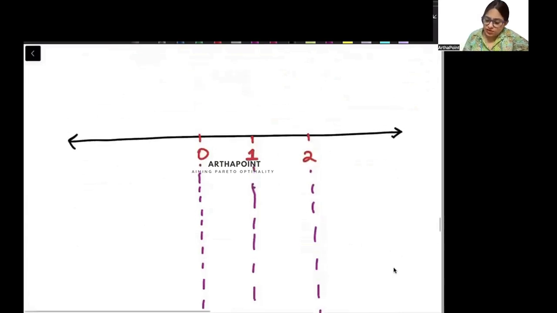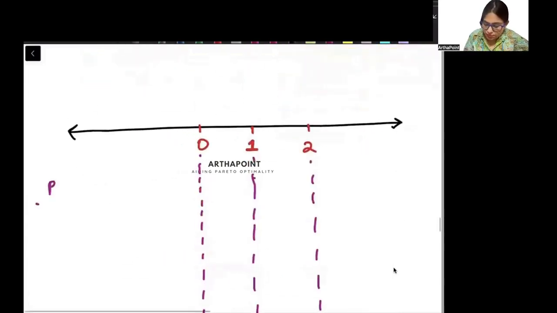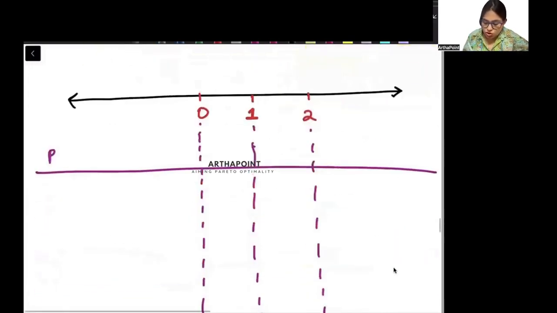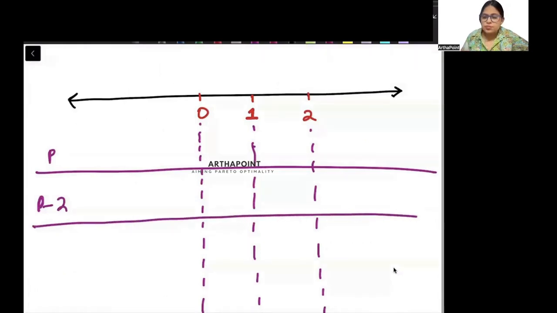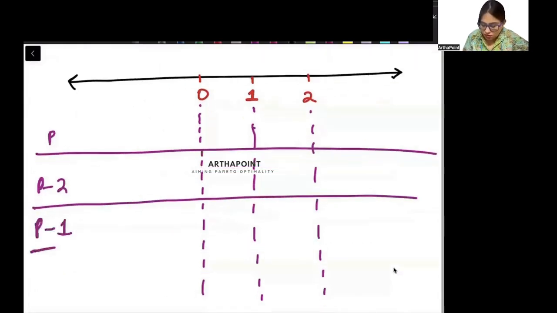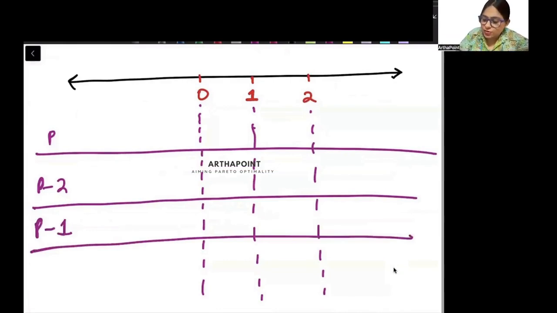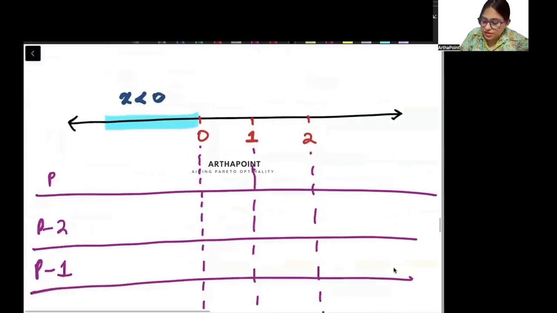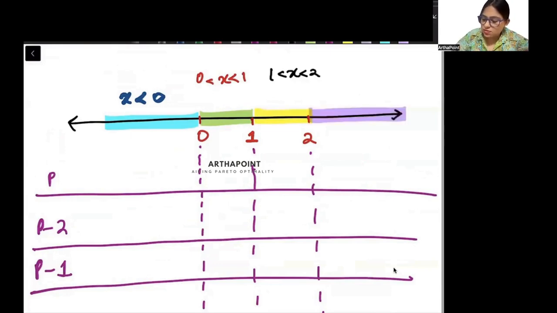Okay? Now I will start writing these things. So p, p minus 2, p minus 1, and I have to evaluate in which interval, beta? Less than 0. Then in this interval, beta, between 0 and 1. Then this interval, beta, between 1 and 2. And at last, this interval, beta, greater than 2. So we need to evaluate this in 4 intervals.